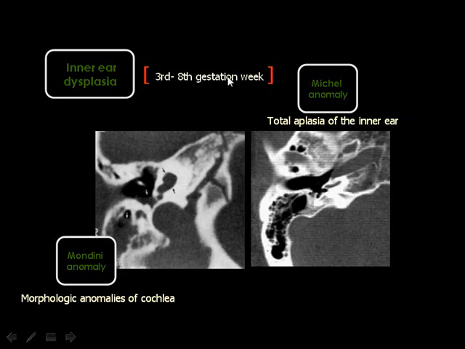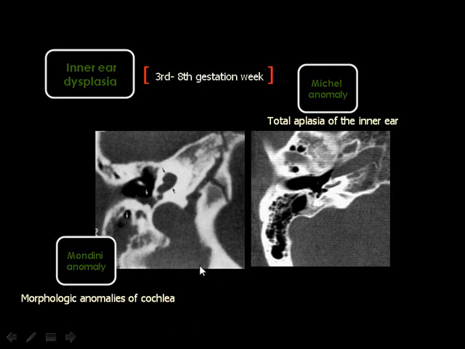Then abnormalities in the inner ear may include two main categories. This is common, the Mondini anomaly, and this is very rare, which is the Michel anomaly. The Michel anomaly means total aplasia of the inner ear. There are no inner ear structures at all. But the Mondini anomaly is a morphologic abnormality of the cochlea.